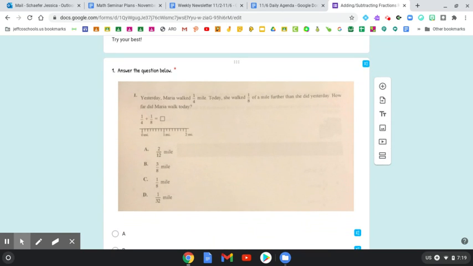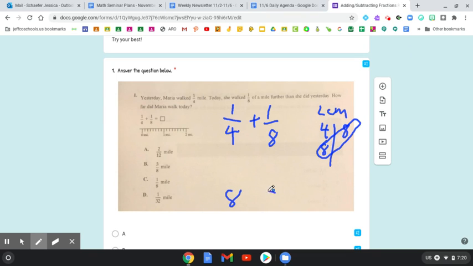So number one, it says yesterday Maria walked 1/4 of a mile. Today she walked 1/8 of a mile farther than she did yesterday. How far did Maria walk today? So I need to think about 1/4, and I need to add on 1/8 because she's walking further. I'm going to do an LCM and get common denominators. I have 4 and 8. I know in my 4s, my next one is going to be 8, so my LCM is 8. Those become my denominators.